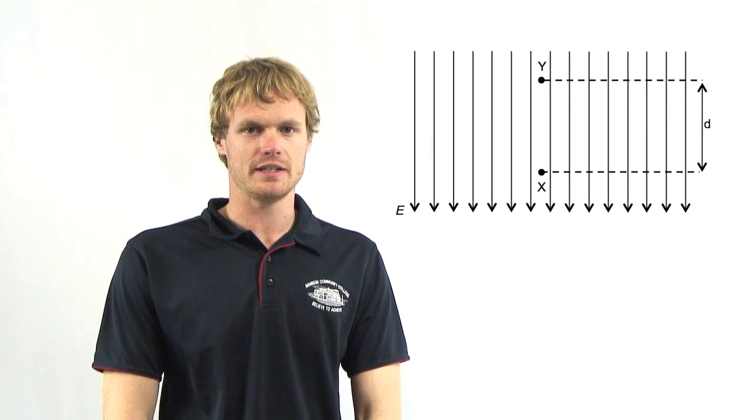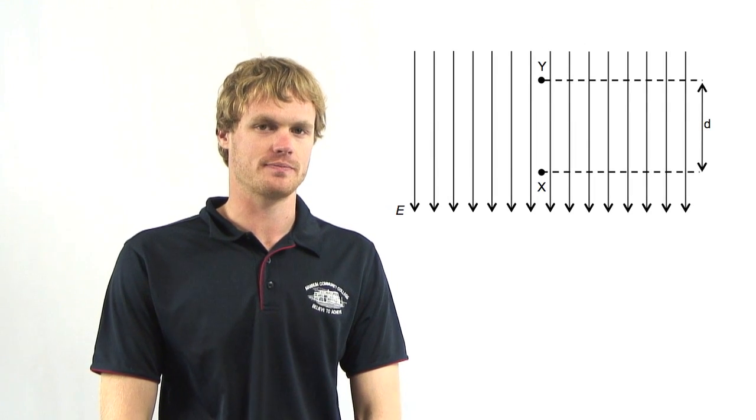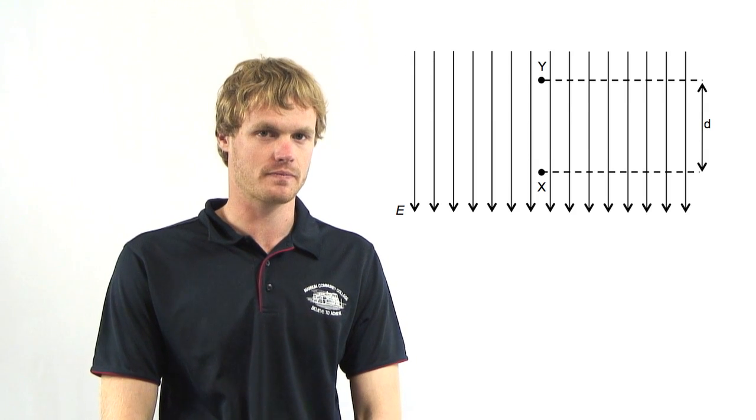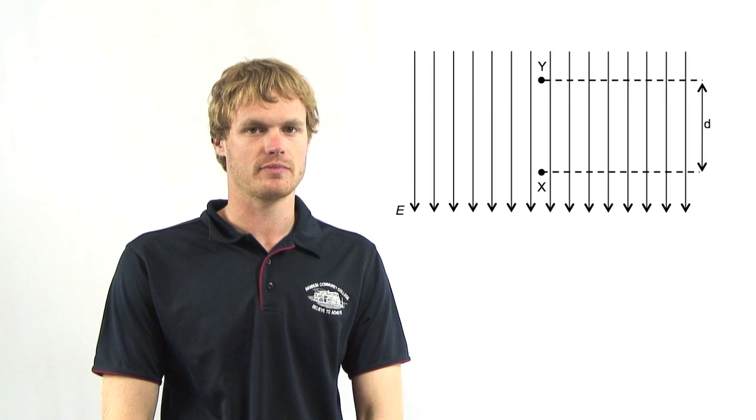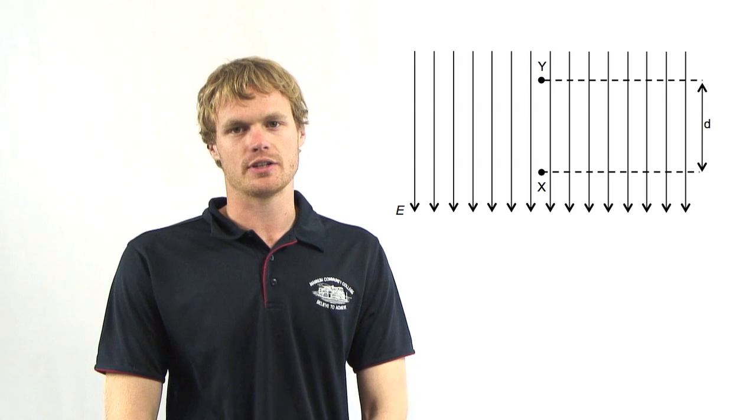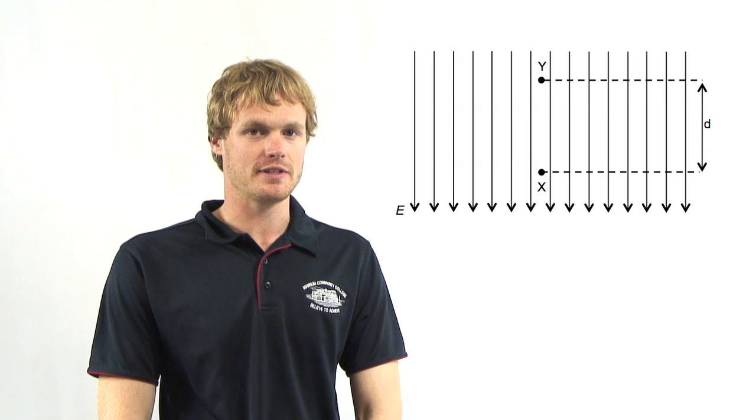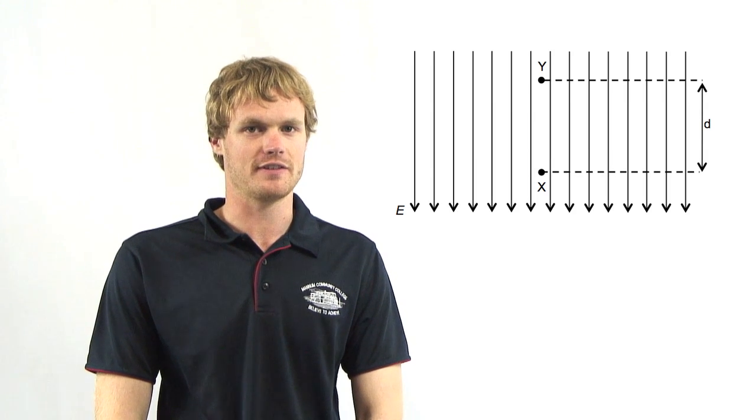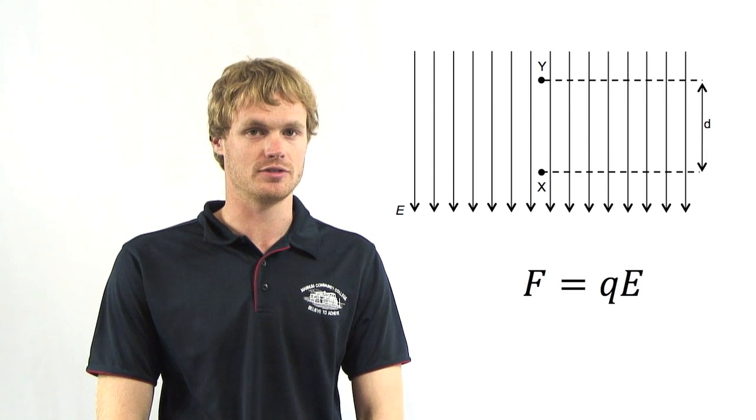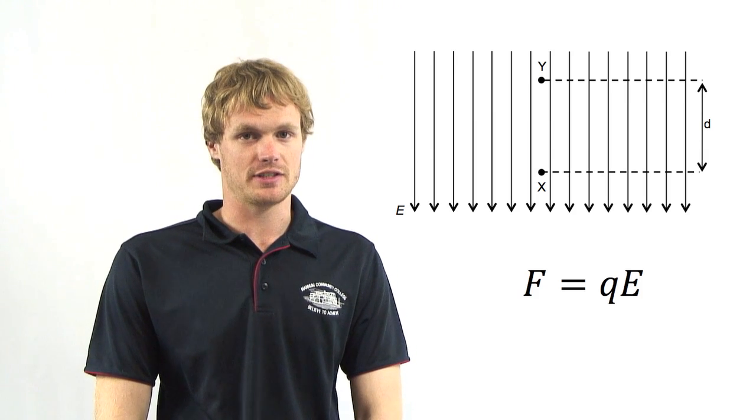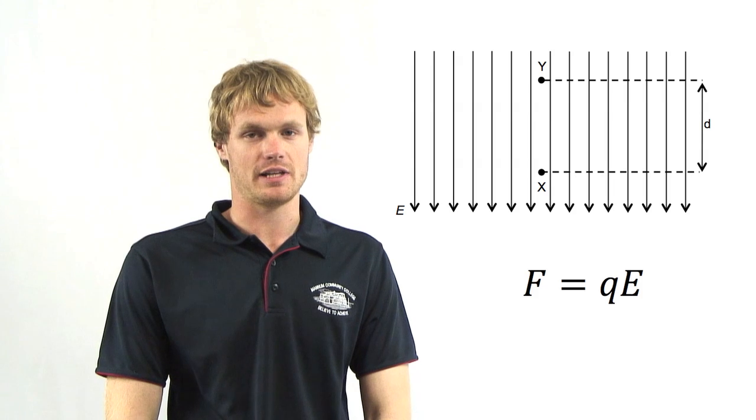Now consider a uniform electric field. In this electric field I'm going to have 2 points. The separation of these 2 points will be given the distance d. These 2 points are x and y. Y is positive to x. Since I've got a uniform electric field, the force that would be experienced due to this electric field is given by the formula F is equal to QE. This formula is just a rearrangement of E is equal to F on Q.